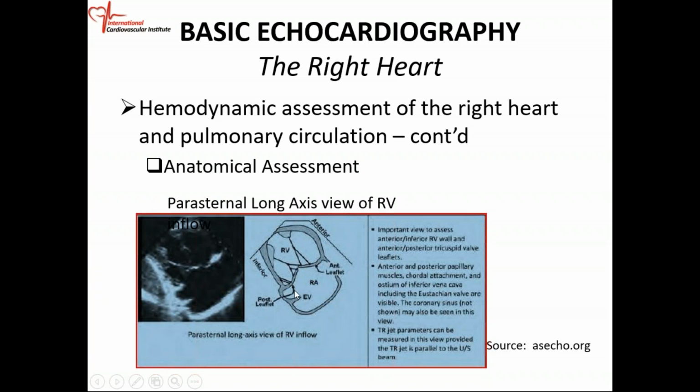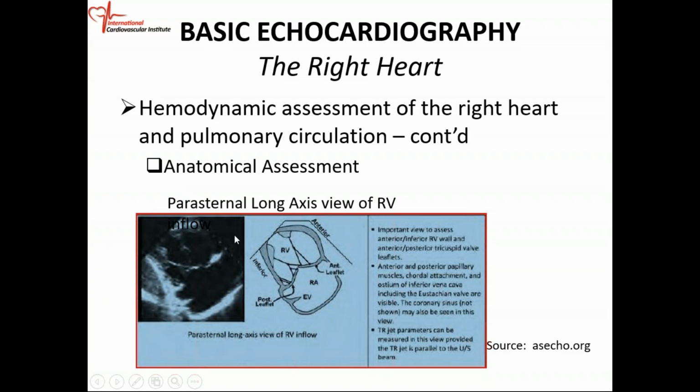So with your RV inflow view, this is the posterior leaflet, and this is your anterior leaflet. You have to know that because if you're doing the exam or you're studying a patient and you see something on this leaflet, you have to know it's a posterior leaflet. This is the eustachian valve right there. The coronary sinus is usually down here, and the inferior vena cava is usually right there.